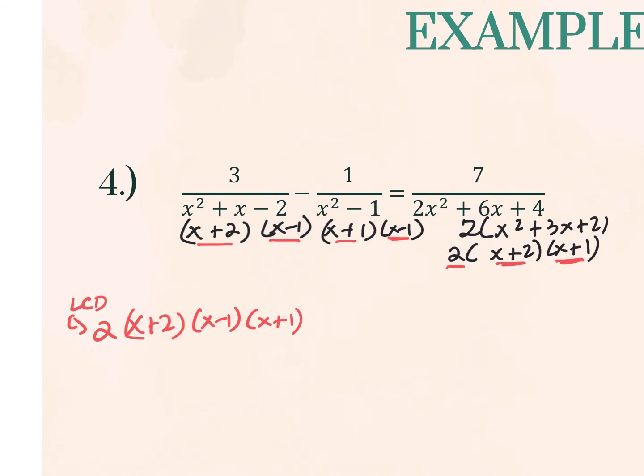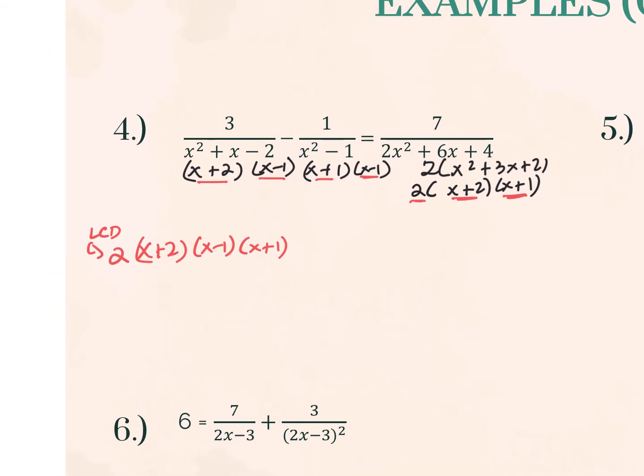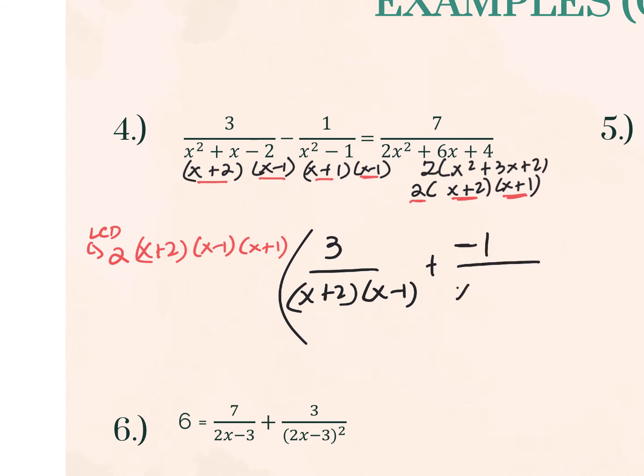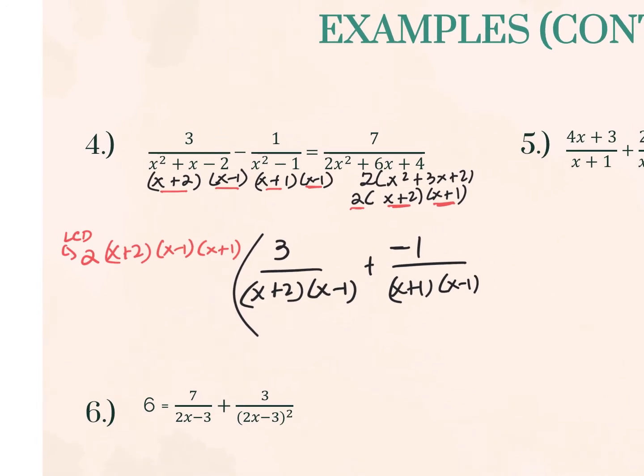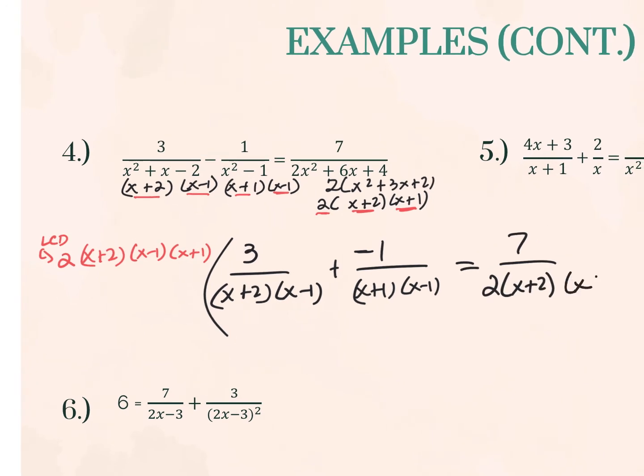Remember, this thing needs to get multiplied to all 3 pieces here. So let me go ahead and rewrite everything here. So I have 3 over, and I'm going to put the factored form just so it's easier. And then I could make this like a -1 up here, do a key flip change. And then x plus 1, x minus 1, and then equals 7 over 2, x plus 2, x plus 1.